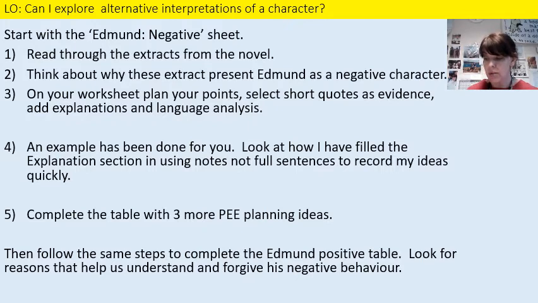So we've read the extracts, we've thought about why the extracts might present Edmund as a negative character, and now we're going to plan for some P or Peter paragraphs. So we want to make our points, we want to select short quotes as evidence, and we want to begin to explain why we've chosen that evidence. What's the significance of keywords and phrases? Are there any interesting language devices being used there?